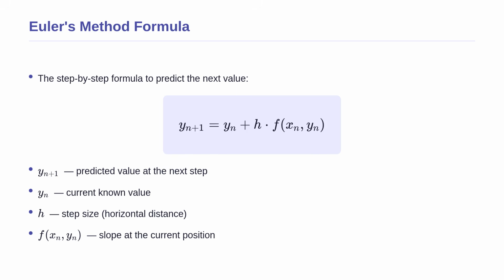This brings us to the mathematical engine of our procedure. The formula for Euler's method calculates the next value, y sub n plus 1, by taking the current value, y sub n, and adding the change over a small step. The symbol h represents our step size, which is the small horizontal distance we move forward. We multiply this step size by the slope at our current position, given by the function f. If we decrease the step size h, our straight line approximations stay much closer to the true curve, increasing accuracy but requiring more calculations.